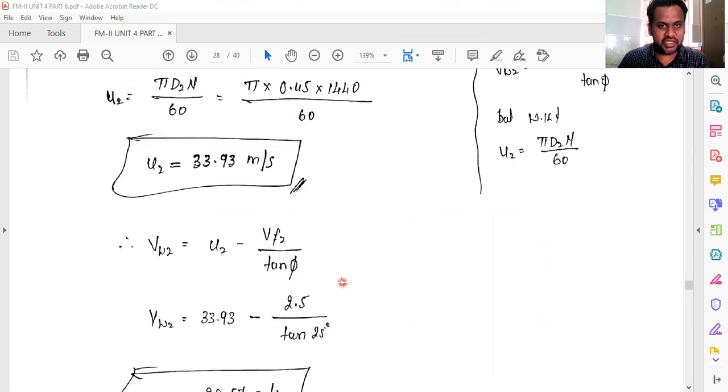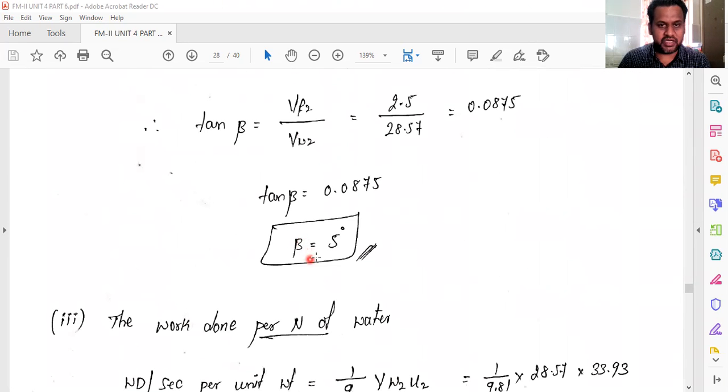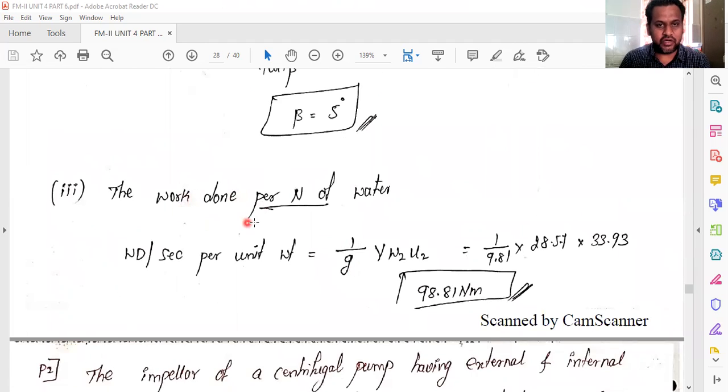Theta calculated, it comes around 9.4 degree. The second sub question was to calculate beta, that is 5 degree. The last question is you find the work done per Newton of water. So work done per second per unit weight is equal to, the formula we know, 1 by G into VW2 into U2. So you know G, you know VW2, you know U2, just substitute all those things.